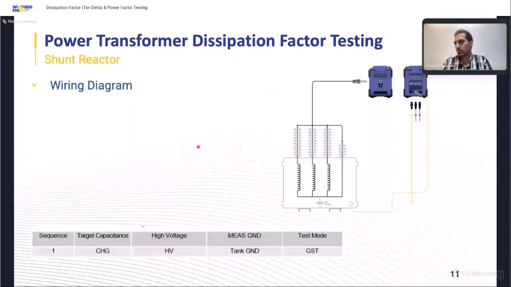For a shunt reactor, we have just one test mode: high voltage winding to the grounded tank of the reactor. It's measured in GST mode. We need to short circuit all bushings together, then apply voltage from the high voltage winding. Then we can measure the capacitance and dissipation factor of the HG capacitance.